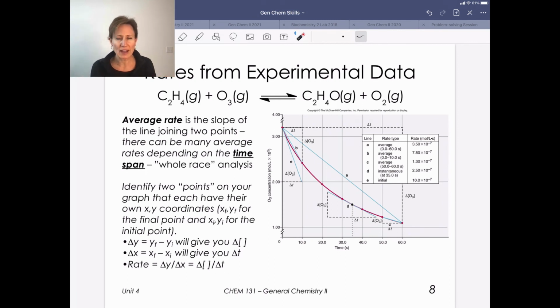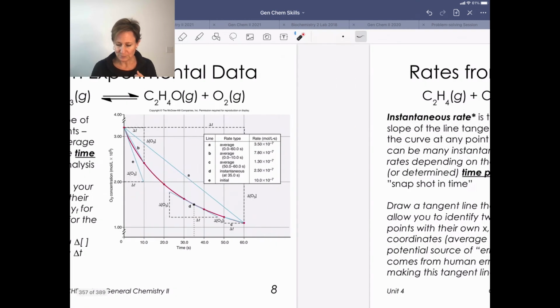And I hope my runner analogy kind of made sense. Depending on the first 10 seconds, the last 10 seconds, or the entirety of the race will give us different average rates. Same is true with chemical reactions.